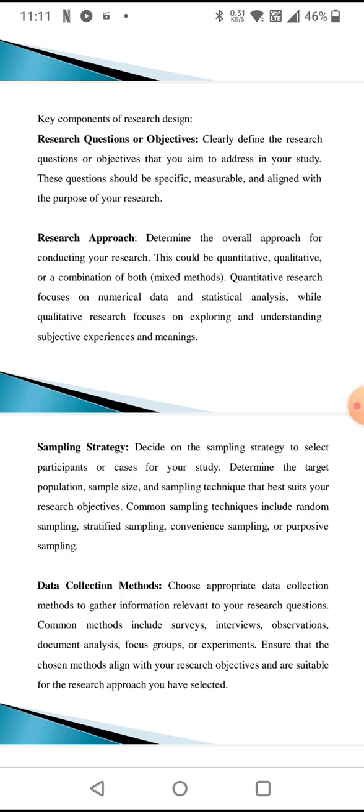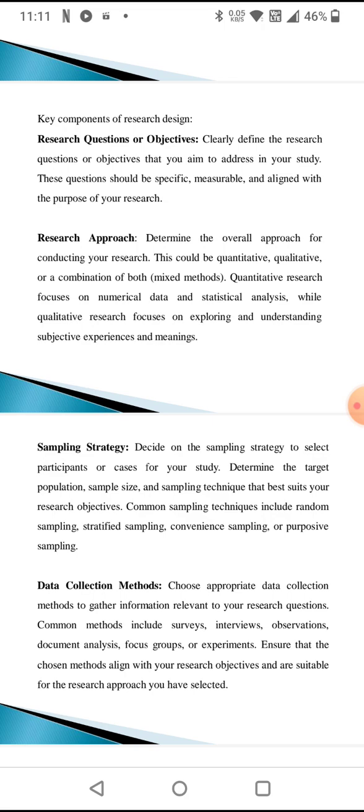And coming to the sample, if you are directly dealing with postgraduate students, you have PG both in your engineering stream as well as MBA, right? So you can go to students of the MBA department as well as the engineering department PG students. Those are your sample from the entire set of students of SJBIT. So that is how you take the sample, right? Sampling strategy is deciding on the sampling technique to select the participants or cases for your study, determining the target population, sample size, and sampling technique that best suits the research objectives.